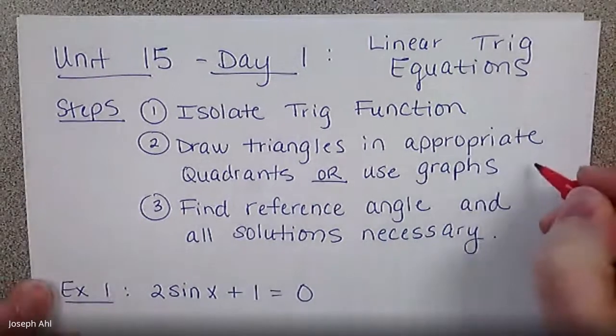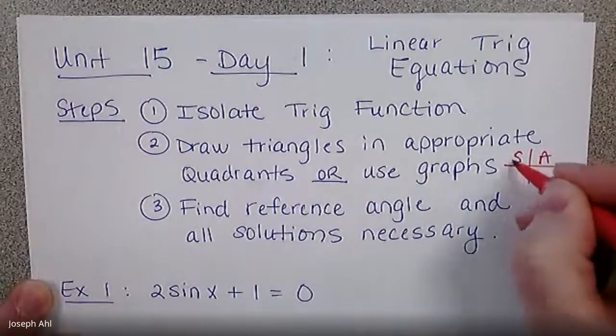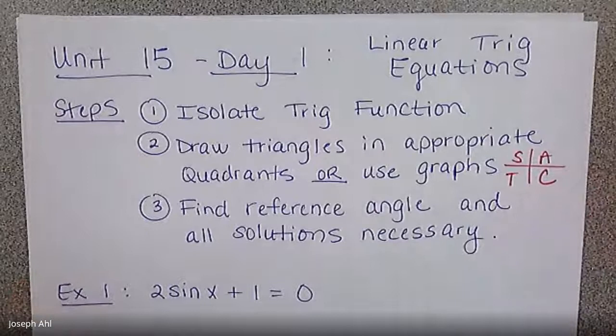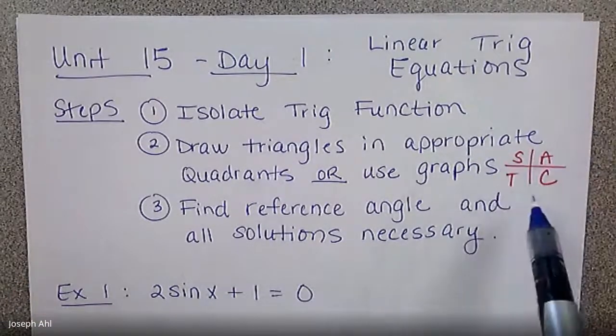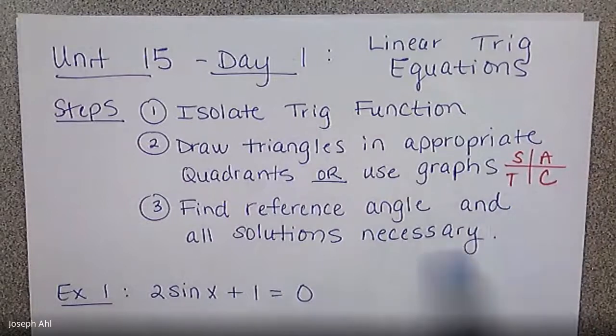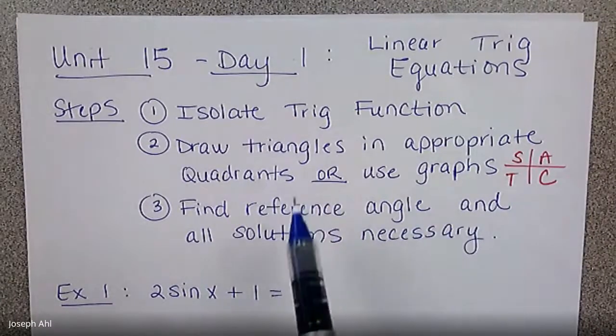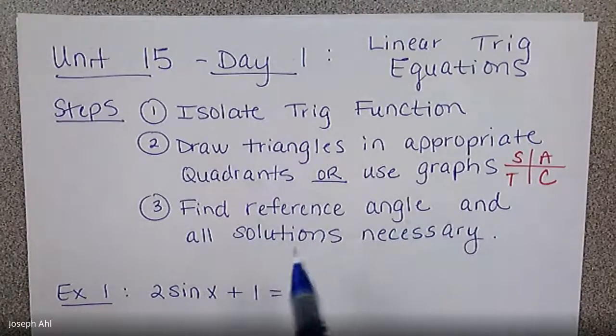Now, when I say appropriate quadrants, what I mean is, based on the ratio that we're looking at, if it's positive or if it's negative, that tells me which quadrants to draw triangles in, all-star trig class. We'll talk about that as we do some specific examples. Step 3 is to find the reference angle and then all solutions that are necessary.